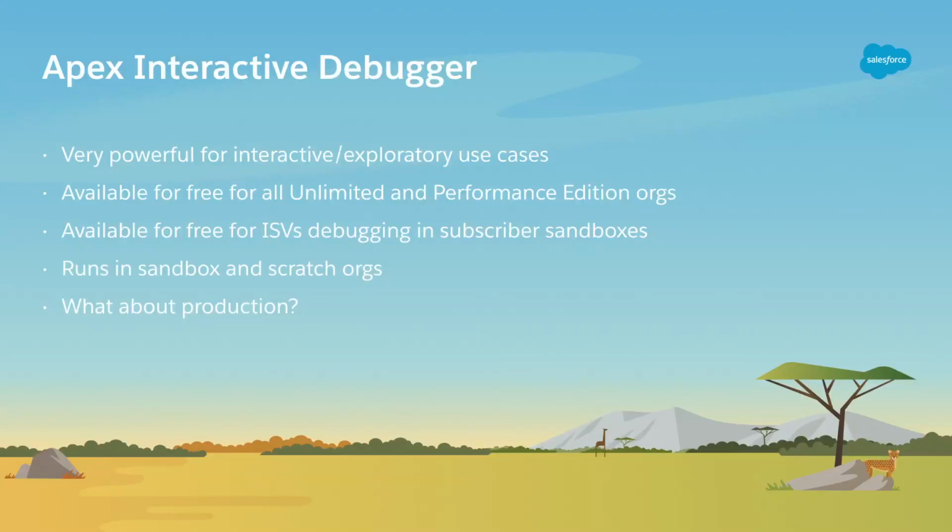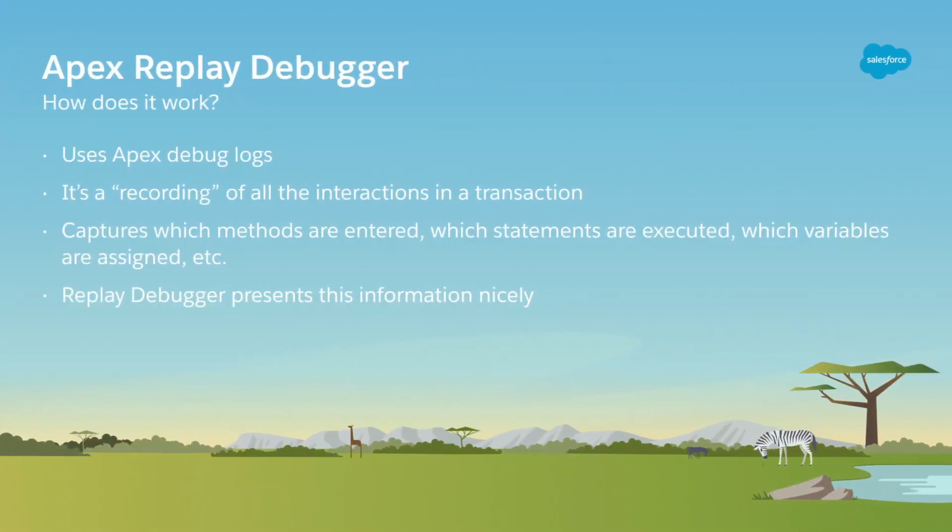This is also a good time to mention that this runs in sandbox and scratch org instances. So one question that comes up is, of course, what happens in production? And this is where the Apex Replay Debugger is really, really important. The Apex Replay Debugger will work in production, sandbox, and scratch orgs, right? It's universal. We'll get to see how this works.